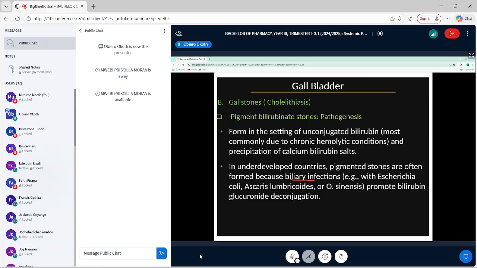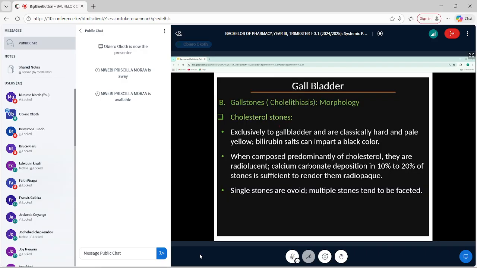Basically, it means that bilirubin, when it's conjugated, is normally water soluble. Okay, if you deconjugate it and you remove the glucuronide, it becomes water insoluble and it can precipitate out. And when it precipitates out, it basically now forms crystals. And then again, these crystals can accrete together and give you a larger stone. This is a pigment stone.